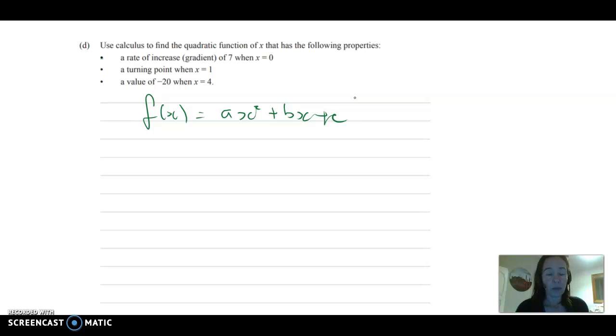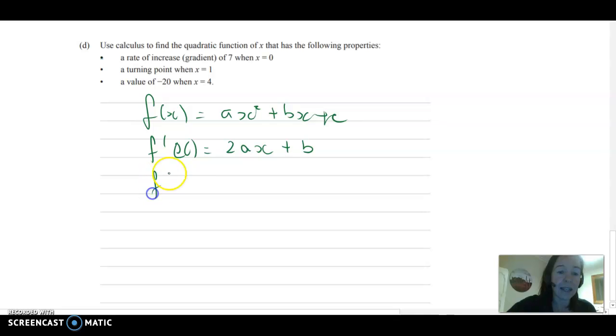So let's first of all think, well, I know the derivative of f of x will give me my gradient. So let's have a look at f dash x and see what that's going to look like. I'm going to have 2ax plus b. Okay, and I know that it's 7 when x is 0. So at f dash 0, 2a times 0 plus b equals 7.